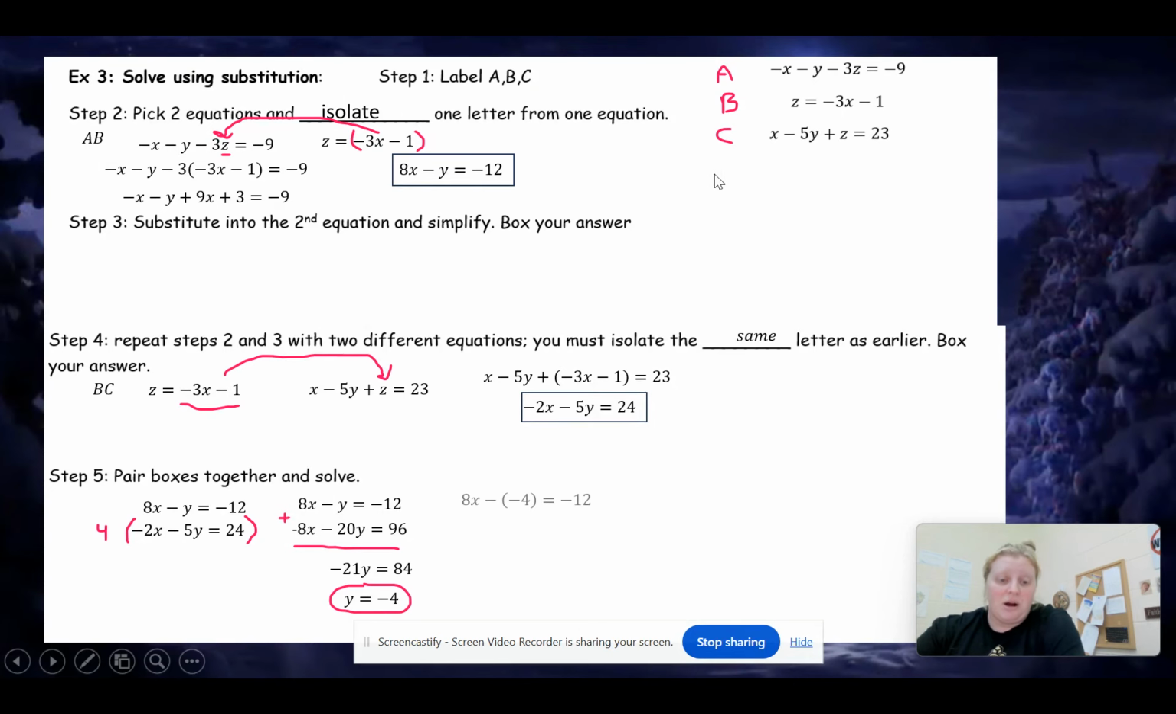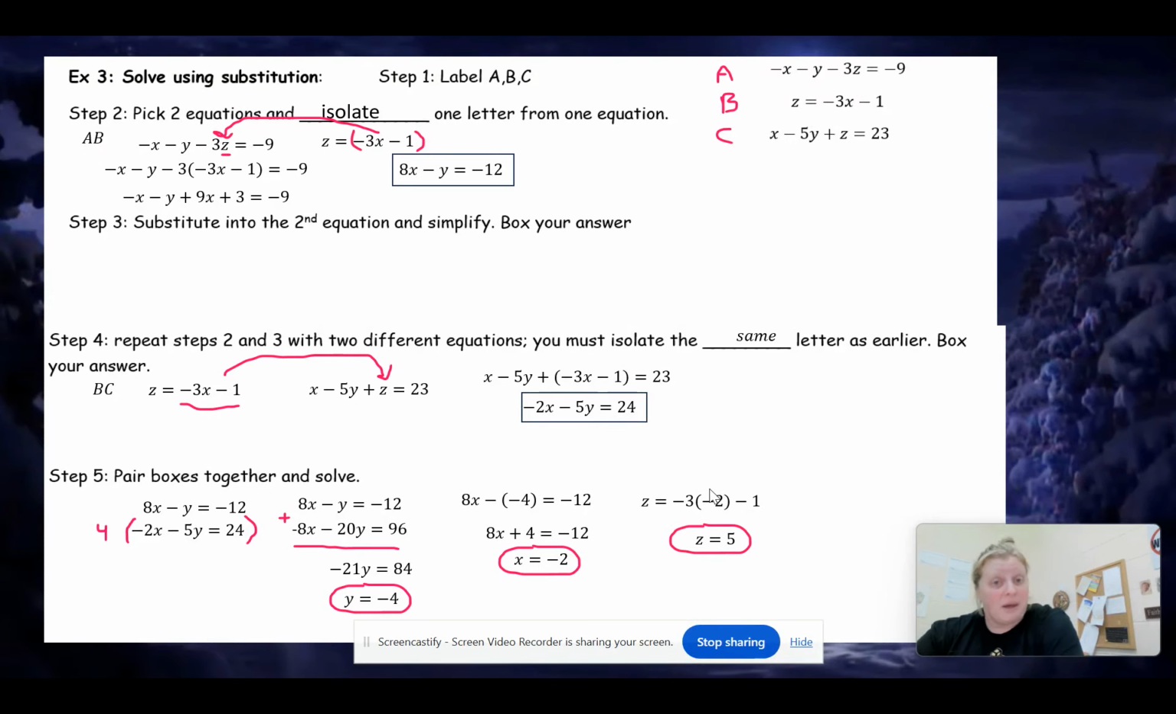Now that you got your y, you can put this back in either of your boxes. It doesn't matter which one. And then you get your x, which is -2. And then you can plug your y and your x in back to any of your originals. We're trying to get C, so I'm going to plug into this equation right here because that's hardly any work at all. And I know Z is 5 then.